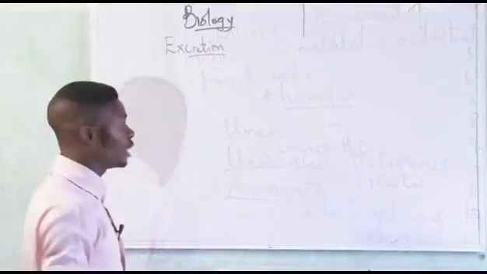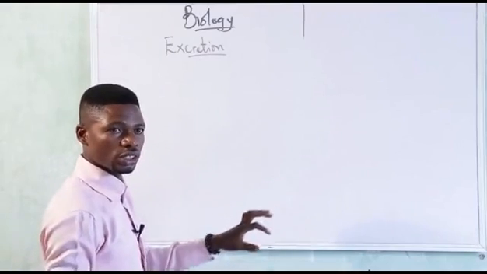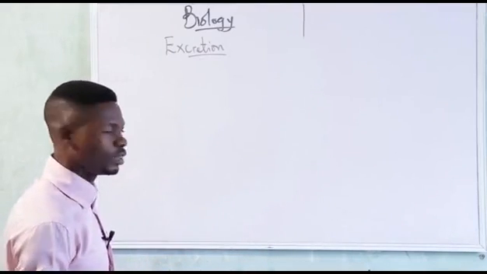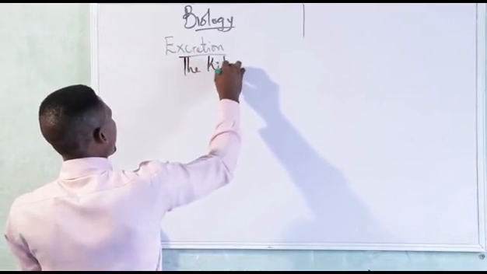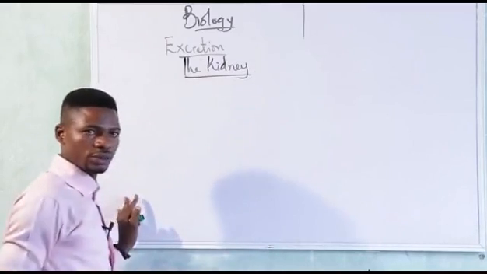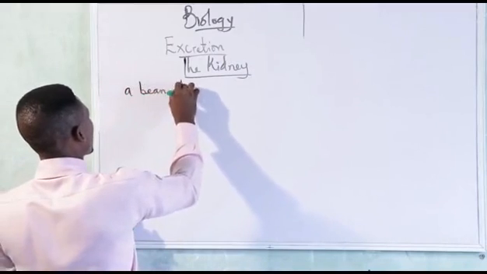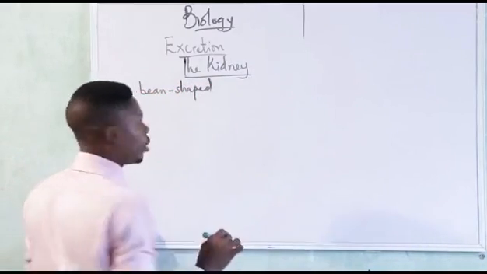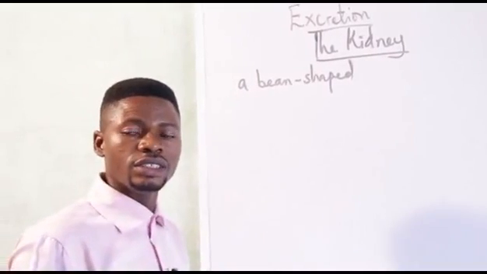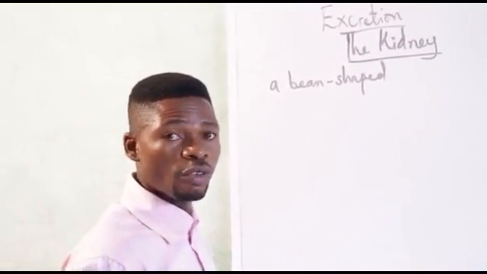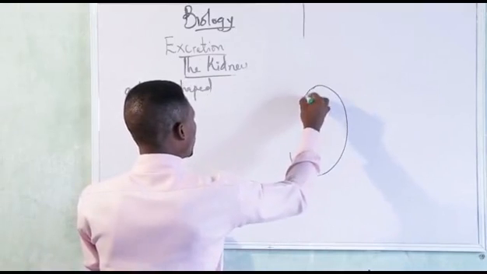Now, looking at the kidney, we've talked about this, how we're just picking the kidney as a case study for animals. The kidney is a bean-shaped organ that you will find in the body of a man. Now, you can see what we are going to be showing you.